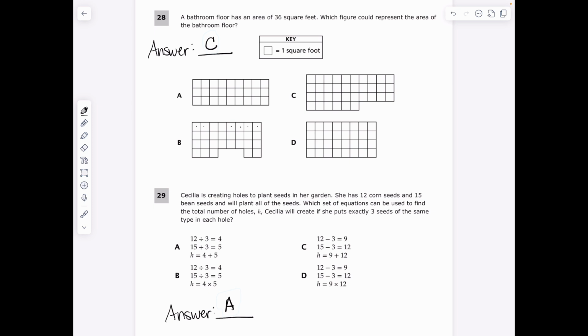All right, for the first one, 28, we see a bathroom has an area of 36 square feet. So I know there will be 36 squares in that floor picture. So which figure could be the bathroom? Luckily, two of them, these two here, are rectangles, so I can just use some multiplication. So here I have 3 times what number? 1, 2, 3, 4, 5, 6, 7, 8, 9. So here I have 3 groups of 9, or 27. That's not 36, so I can cross that one out.